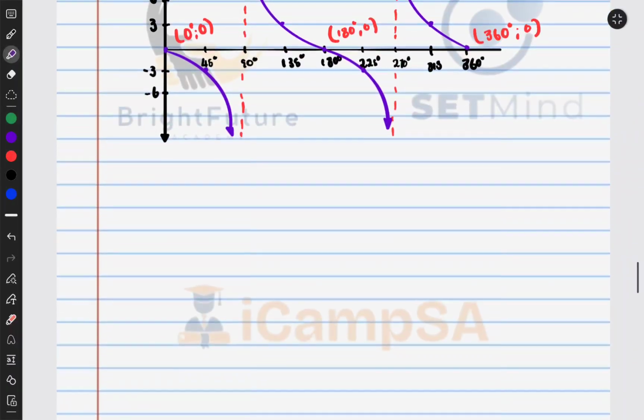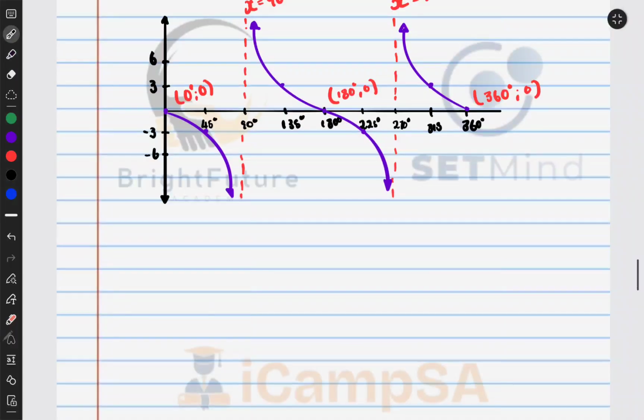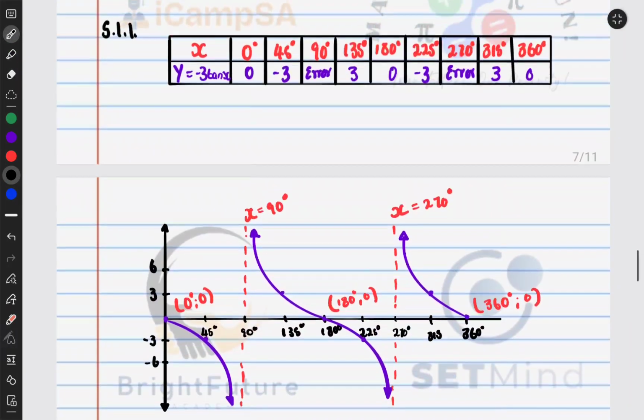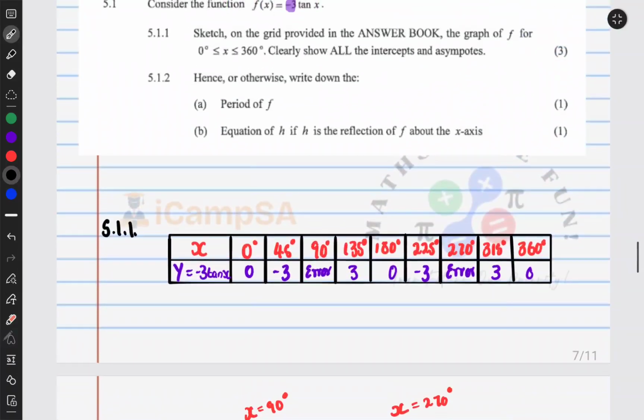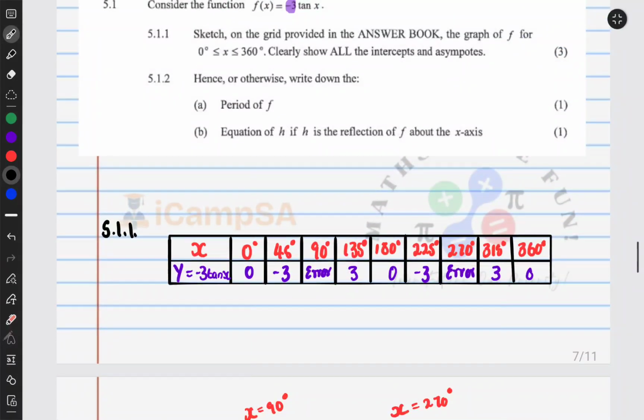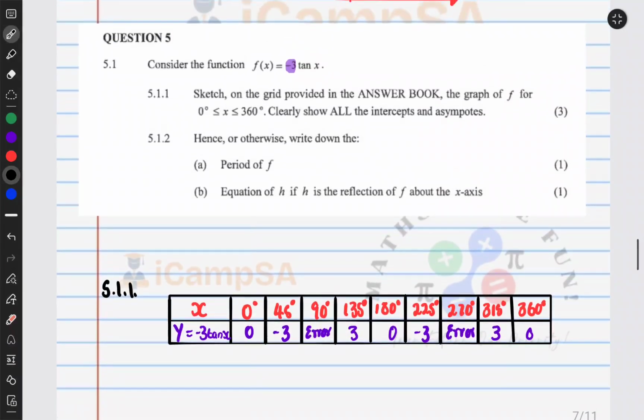So for 5.1.2a, the period is equal to 180 degrees. Okay, and then for b, equation of h, if h is a reflection of f about the x-axis.